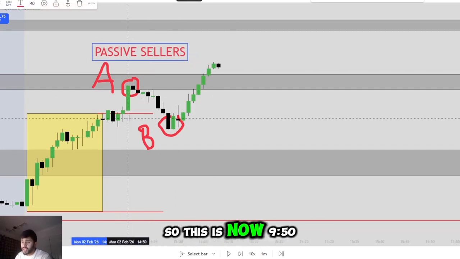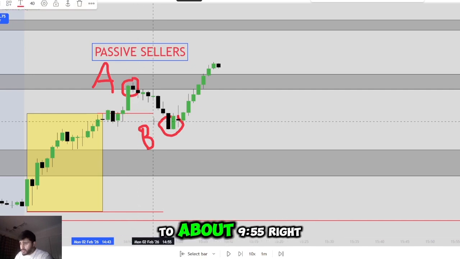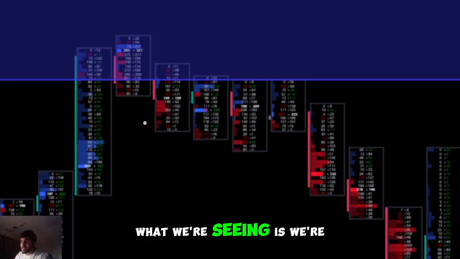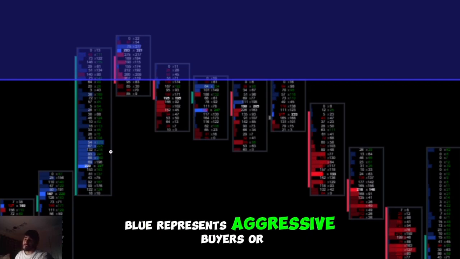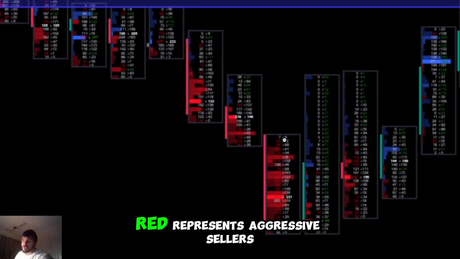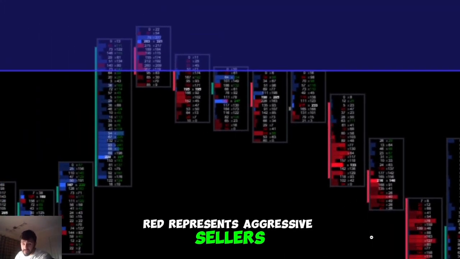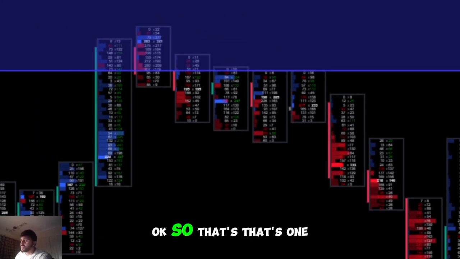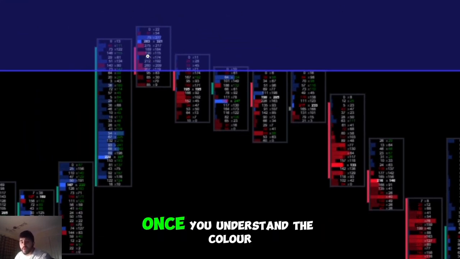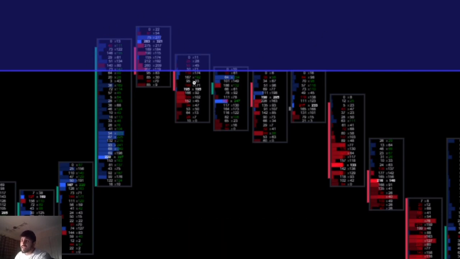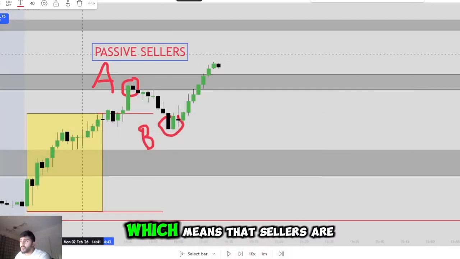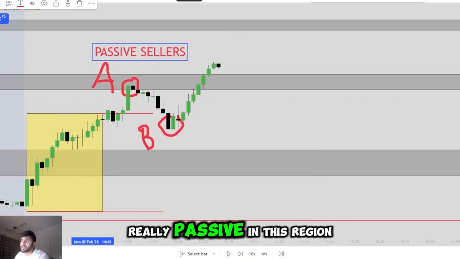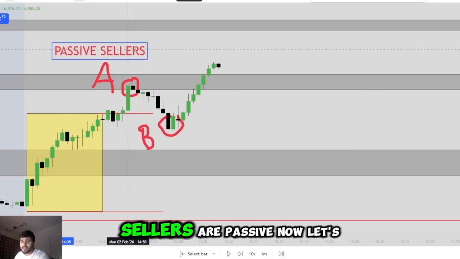So this is now 9:50 to about 9:55, right? What we're seeing is the aggression of buyers. Blue represents aggressive buyers, or more aggressive buyers. Red represents aggressive sellers. Okay, so that's one thing to keep in mind. Lower time frame order flow is easy once you understand the color code. Inside the key level, we see this initial rejection of the aggressive buyers, which means that sellers are really passive in this region, right? Sellers are passive.